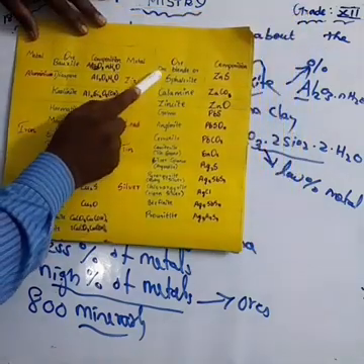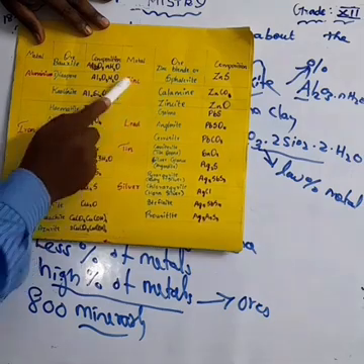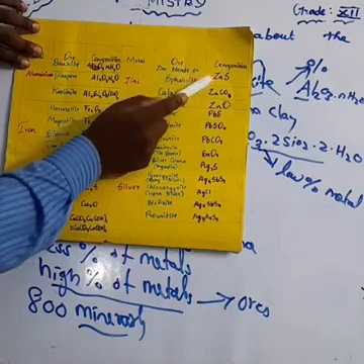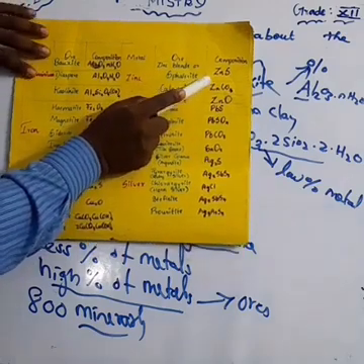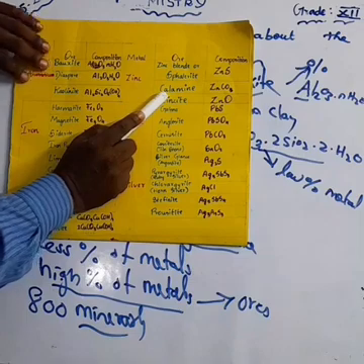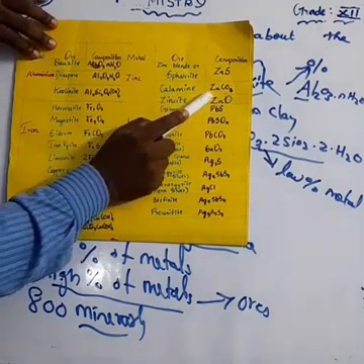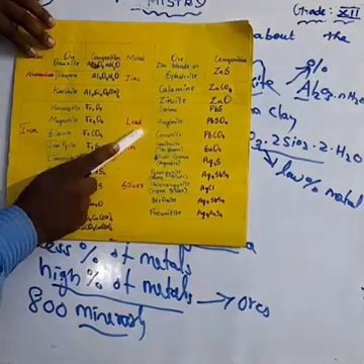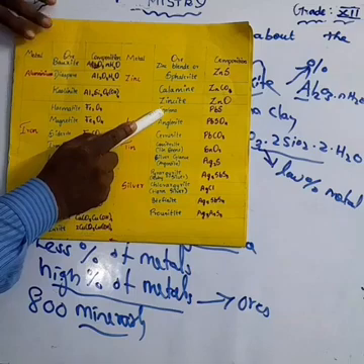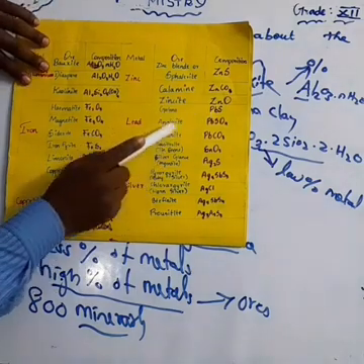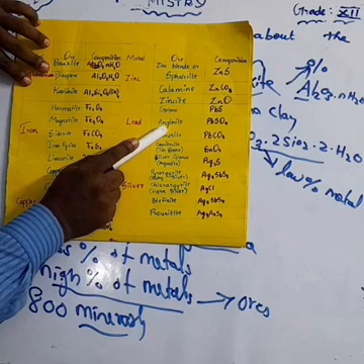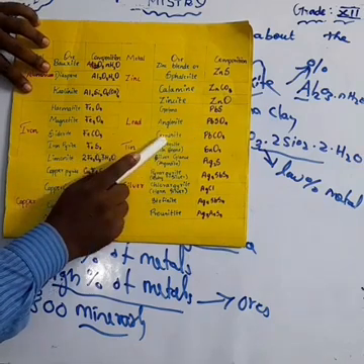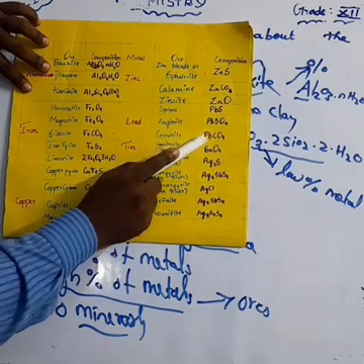Next, zinc metal. What are the ores of zinc? Zinc blende. What is the formula? ZnS. Next, calamine, ZnCO3. Zincite, ZnO. Okay. Next metal is lead. Galena. What's the formula here? PbS. Next, anglesite, PbSO4. Next one, cerussite, PbCO3.